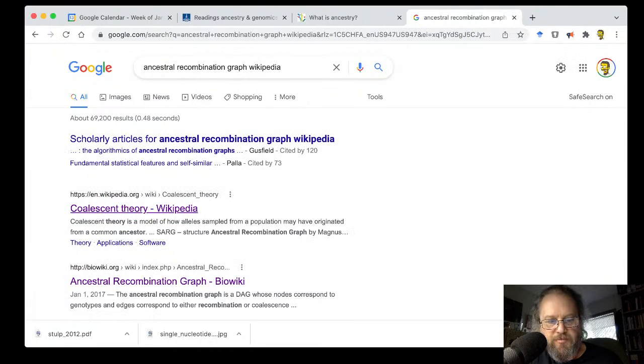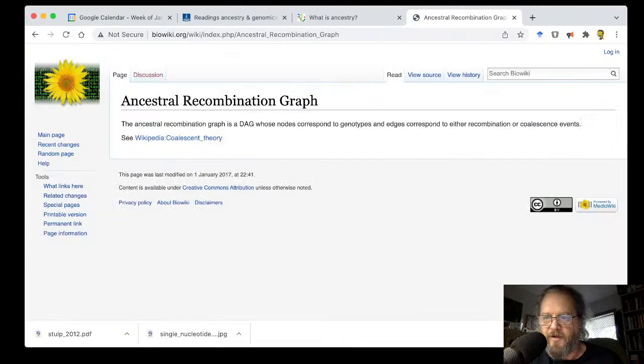But then I see this BioWiki thing. I don't know if you know about this, but some people have created basically glossaries. And so I'm going to click on that. And it's like, okay, well, that's not really helpful, right? There it is. It's a DAG. You're supposed to know what a DAG is? And it's like, no, so I'm going to have to look that up.